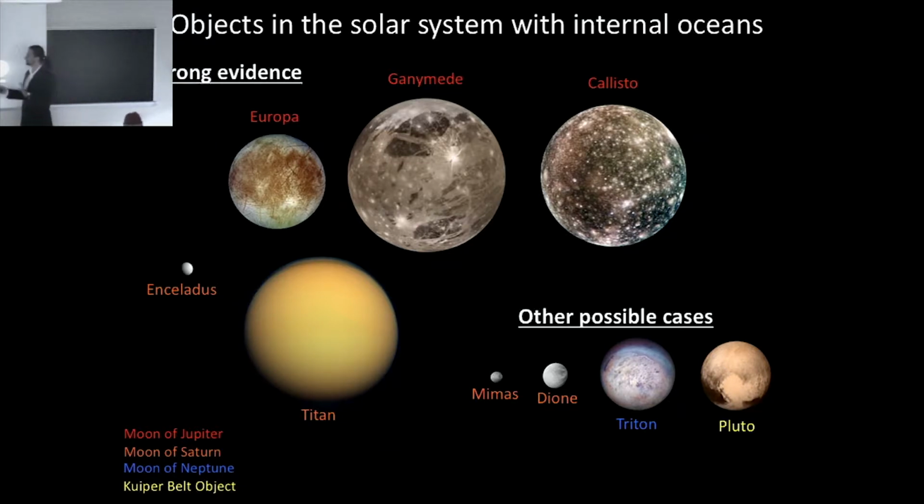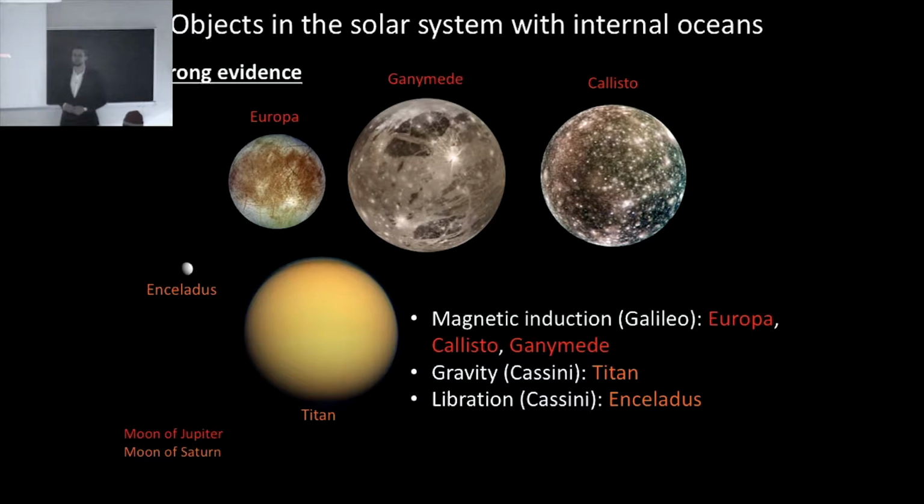Okay, so just to make sure everyone is on the same page: when I say a satellite, I mean a natural satellite, okay, not a moon. So that's for the non-astronomers in the room. I don't mean the artificial satellites. Those are fake.